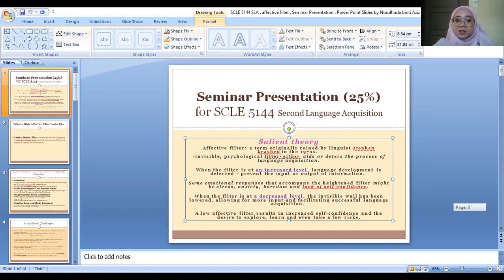Some components which I would apply in my classroom language teaching are highly engaging and varied teaching materials and styles, high success, confidence building tasks, appropriate error correction, and positive tone and body language.